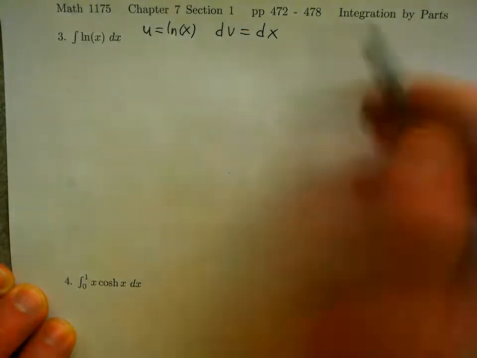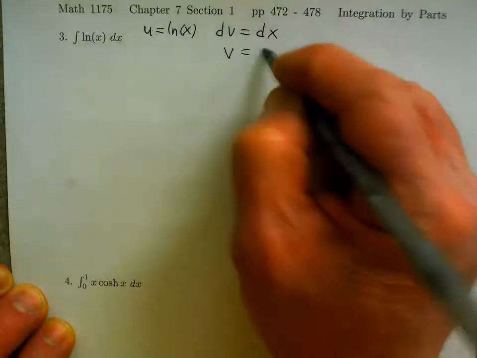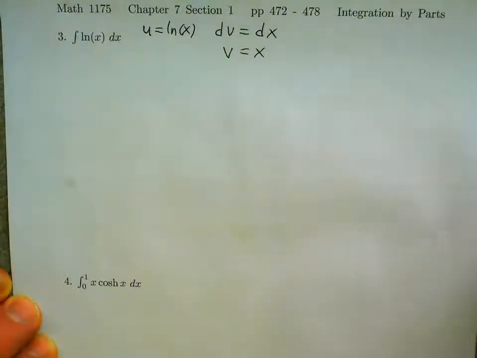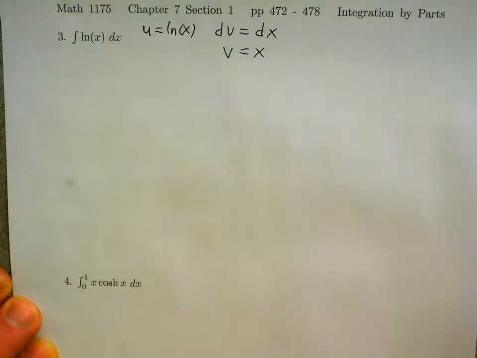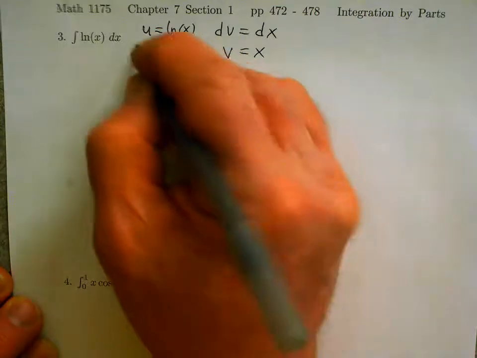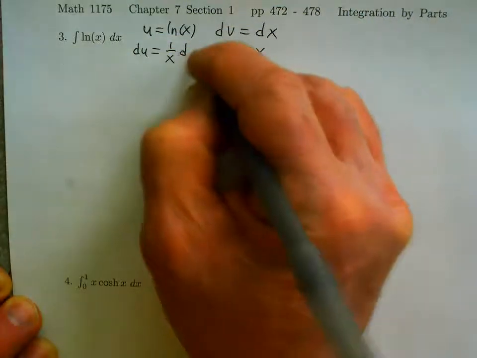Okay, I'll do half of it. If dv equals dx, then v equals x. And you do the other half. If u equals the natural log of x, well, we've already seen this today. What's du? It's 1 over x dx.